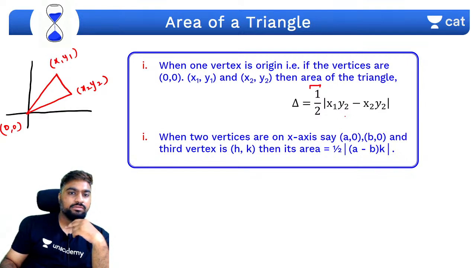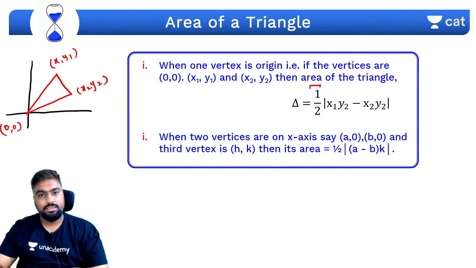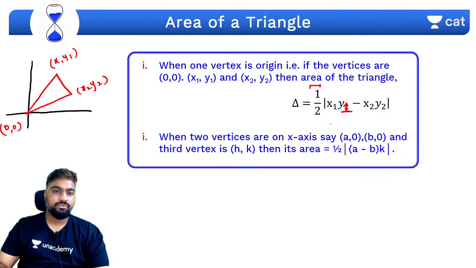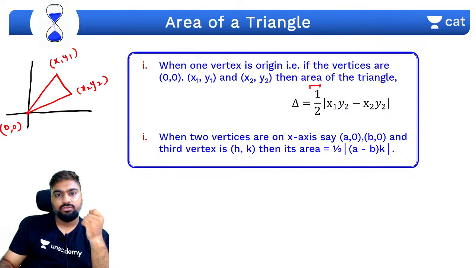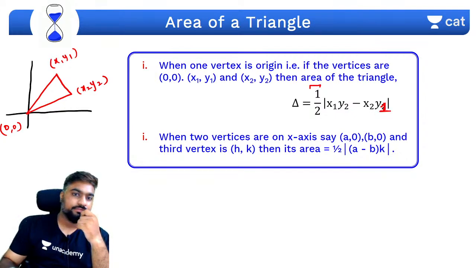Any doubts here? Anybody? So this is x1 y1 into x2 y2. This is x1 y2 into x2 y1. Yes. And the second point is what?